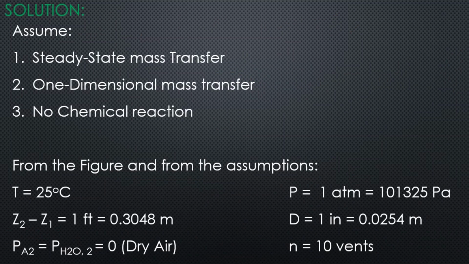For the solution, we assume steady state and one-dimensional mass transfer. We also assume that there are no chemical reactions. After this, from the figure and from the assumptions, we have a temperature of 25 degrees Celsius and a Z2 minus Z1 of 1 foot. Since the air is dry, the partial pressure of water at point 2 is 0. From our assumption, the pressure is 1 atmosphere. The diameter of the vent is 1 inch and there are 10 vents.